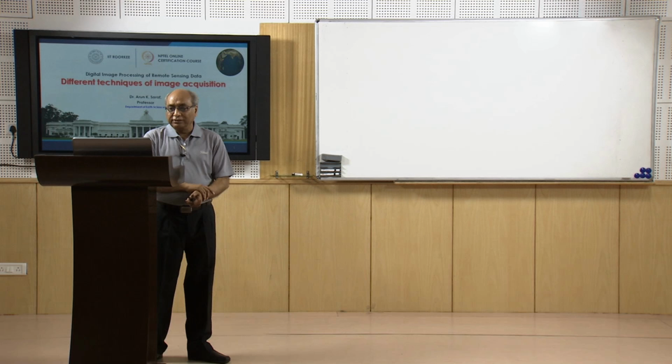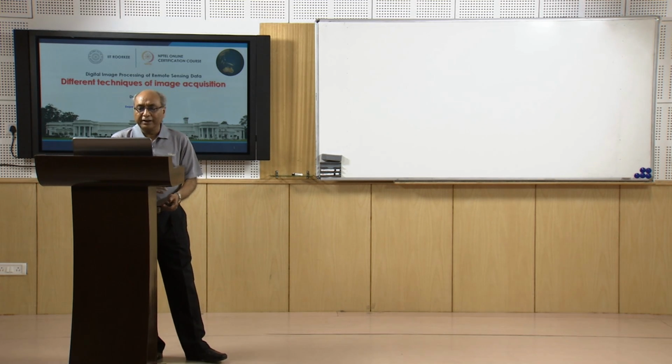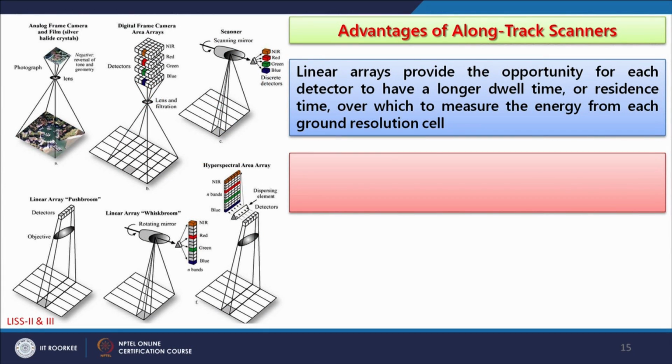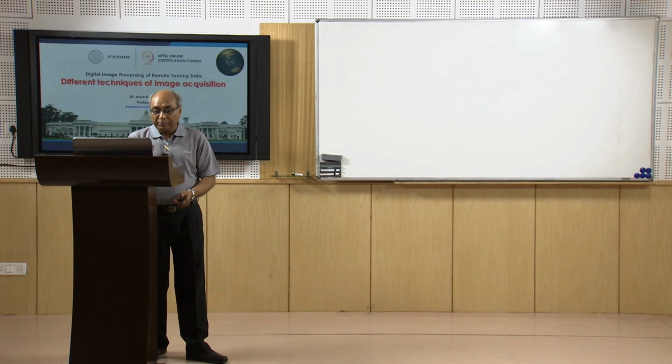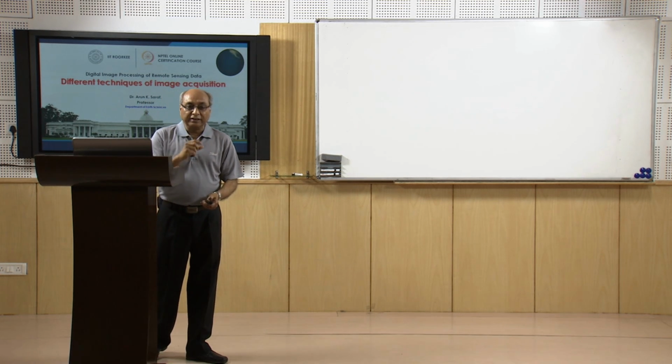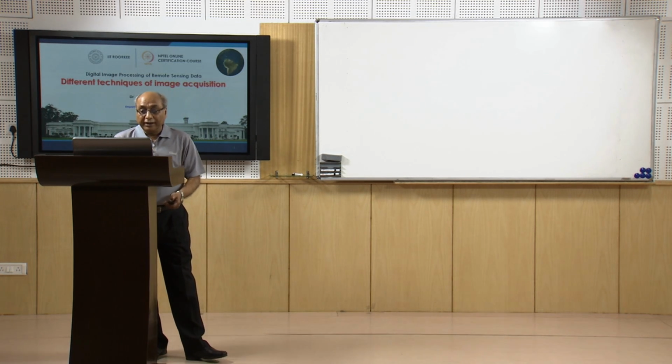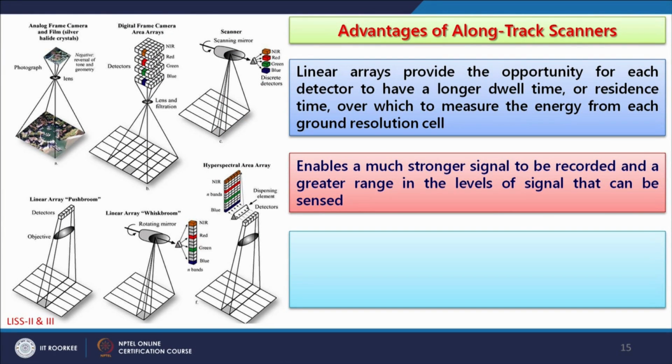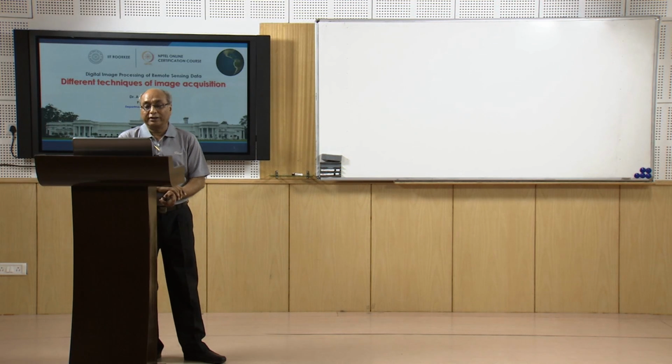So there are advantages of along track scanners. Linear arrays provide the opportunity for each detector to have a longer dwell time, or residence time, over which to measure the energy from each ground cell. So with along track scanners, you have this advantage. The stay time, the data acquisition time, is much larger, and enables much stronger signals to be recorded and a greater range in the levels of signals. That means ultimately the image quality is going to be much better in the case of along track scanners.